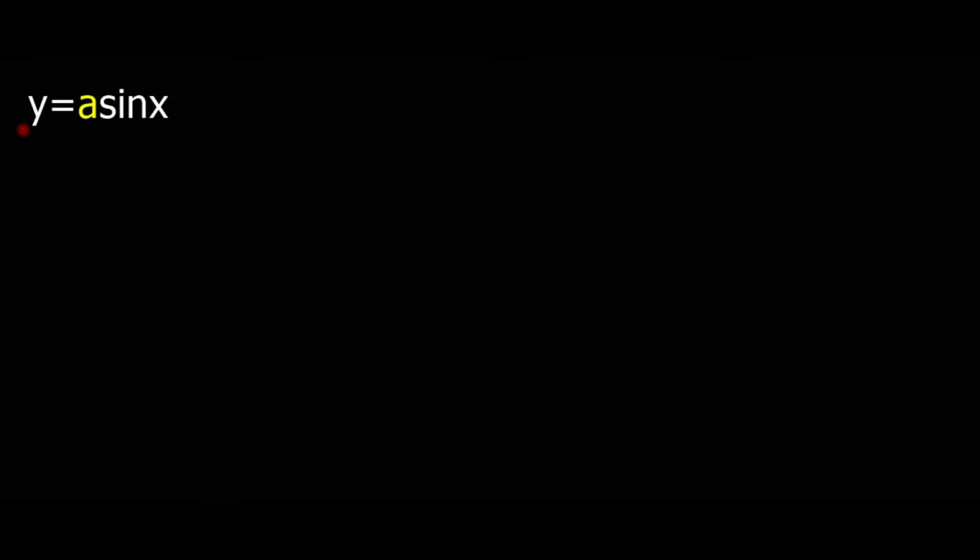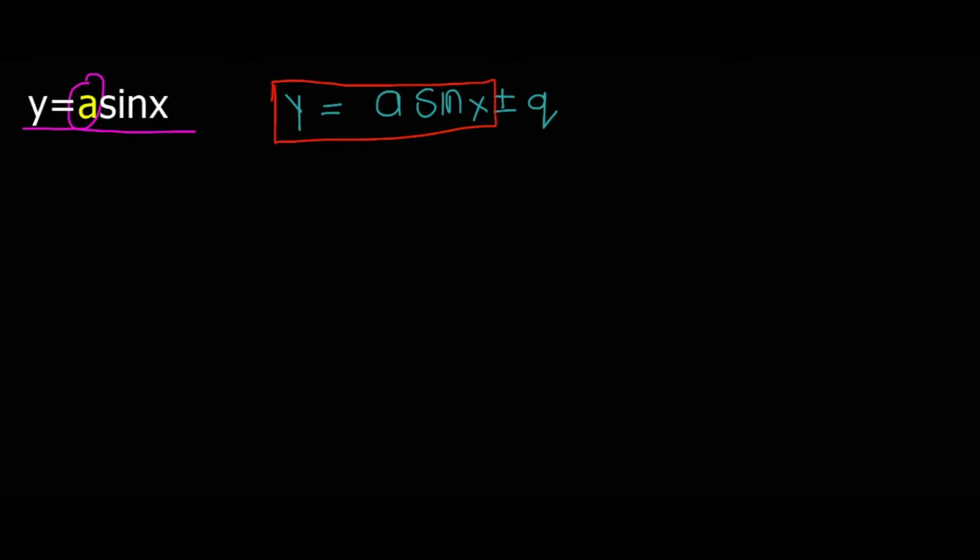More on the equation: y is equals to a sine x. This a can be a negative or positive number. And then sometimes in your exam, you get this type of equation: y is equals to a sine x plus or minus q. Actually, it's basically the same equation: y is equals to a sine x. But now, the graph has a movement up or down. This value q affects the movement. But as for now, we'll focus first on this one: y is equals to a sine x.